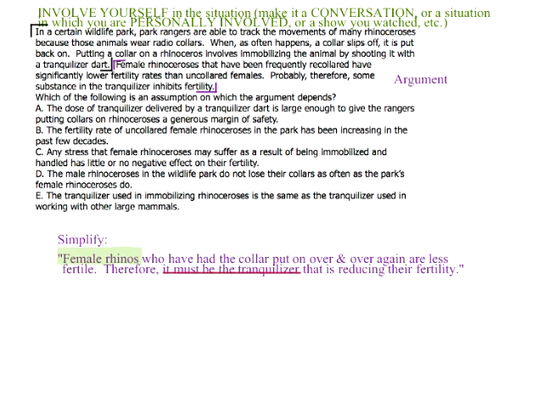Again, make this a conversation. Like someone is like, okay, when you collar these things over and over again, they get less fertile. Oh, it must be the tranq. It must be the drug that is involved in the process. It must be that part of the process. How could you object to that?